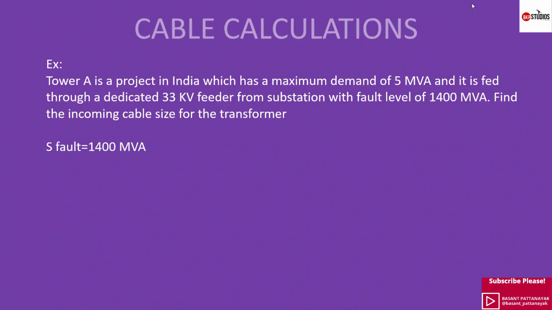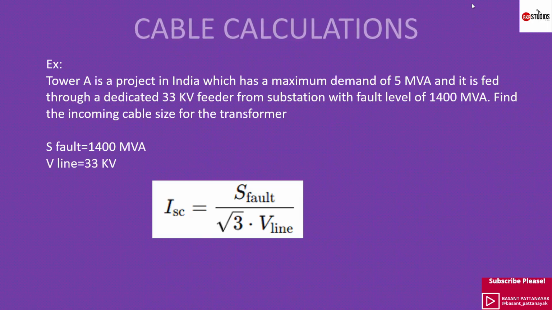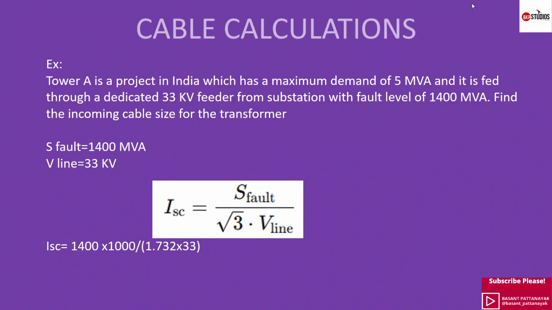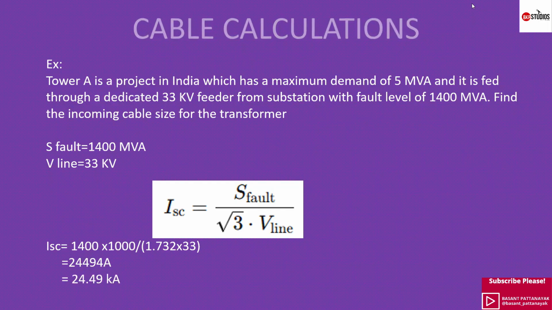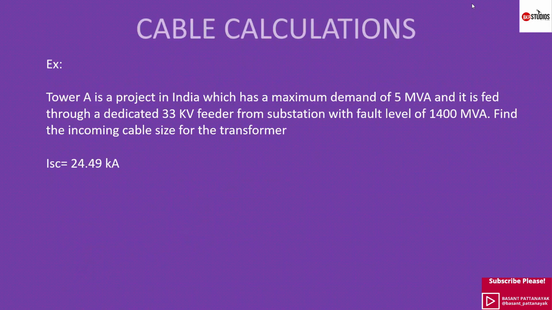Our fault MVA equals 1400 MVA, line voltage equals 33 kV, then short circuit current ISC equals fault level divided by root 3 divided by line voltage. If we substitute these values in the equation, ISC equals 1400 into 1000 divided by root 3, 1.732, into line voltage 33 kV. The answer will be 24494 ampere. That is 24.49 kiloampere. So short circuit current is 24.49 kiloampere.